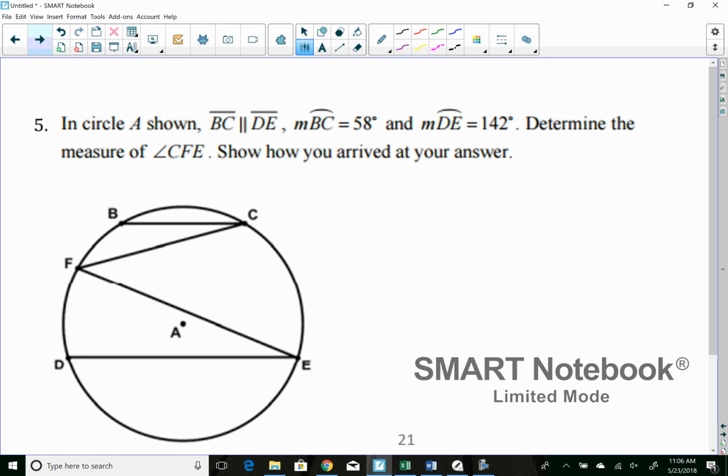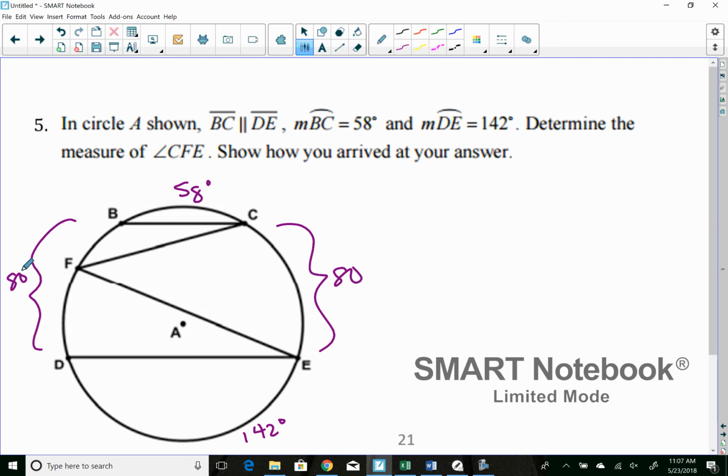Number 5 kind of uses a lot of different things that we learned. So it says that arc BC is 58, arc DE is 142, and it tells us that BC is parallel to DE. Now remember, parallel lines create congruent arcs. So that means this arc is the same as this arc. So if we were to take 360, which represents the whole circle, and subtract the two arcs that I know, the 58 and the 142, I know these two arcs, CE and BD, together make 160. So that means each one must be 80 because they're the same.